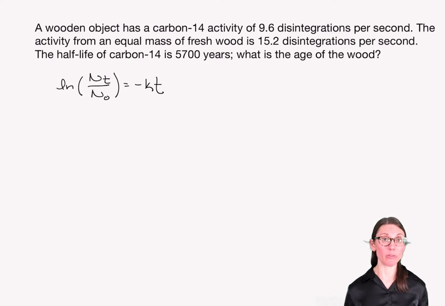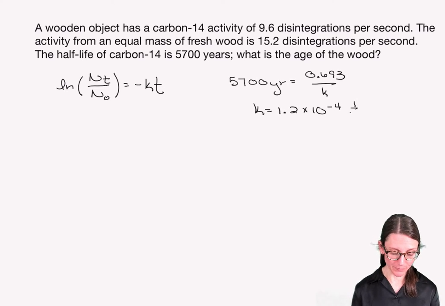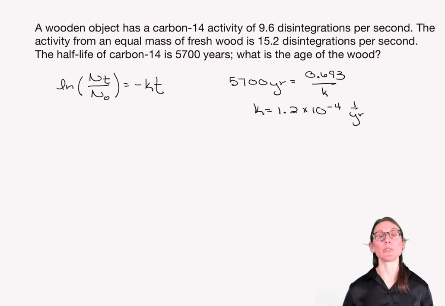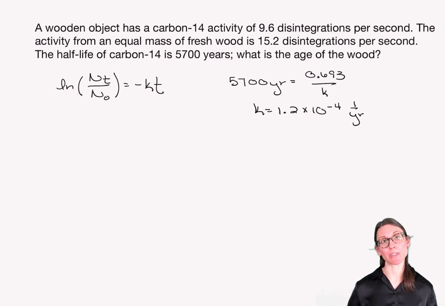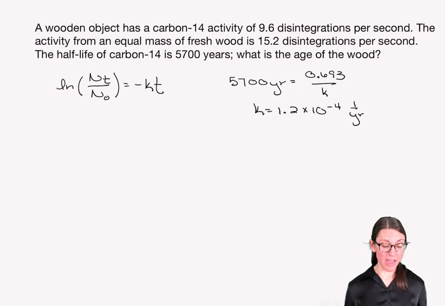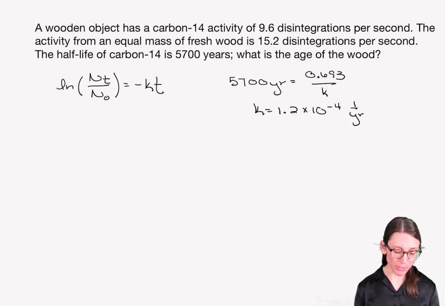We have our integrated rate equation and we have a half-life. So that's going to allow us to find a value for k for carbon-14. And that's 1.2 times 10 to the negative fourth, so I can put that in for k. I can use the 9.6 disintegrations per second as the activity of my object, and note that the initial activity would be the 15.2 because that's for fresh wood. So I can plug those values in.